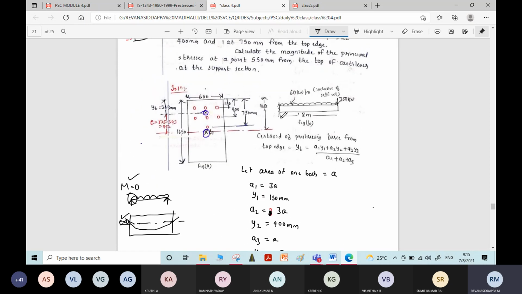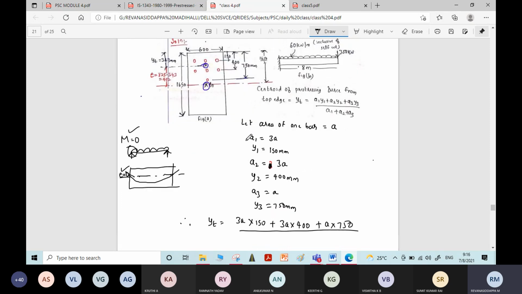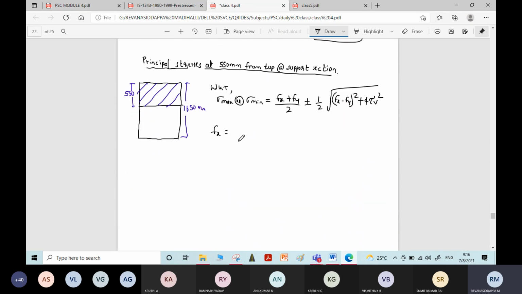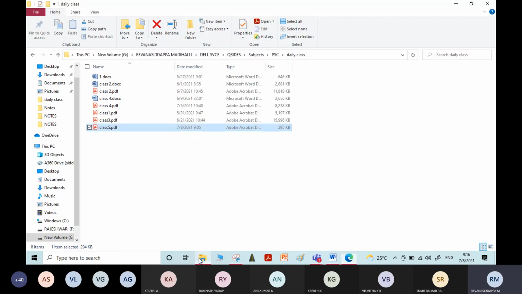But in this particular problem, what is the type of support given? It is a cantilever support. For a cantilever support, there exists a moment at the support. The eccentricity also exists, because the cables provided here are straight cables. Throughout the length of the beam, the cables have an eccentricity of how much? 482 mm. Therefore, for the formula for Fx, you just refer to module 1.